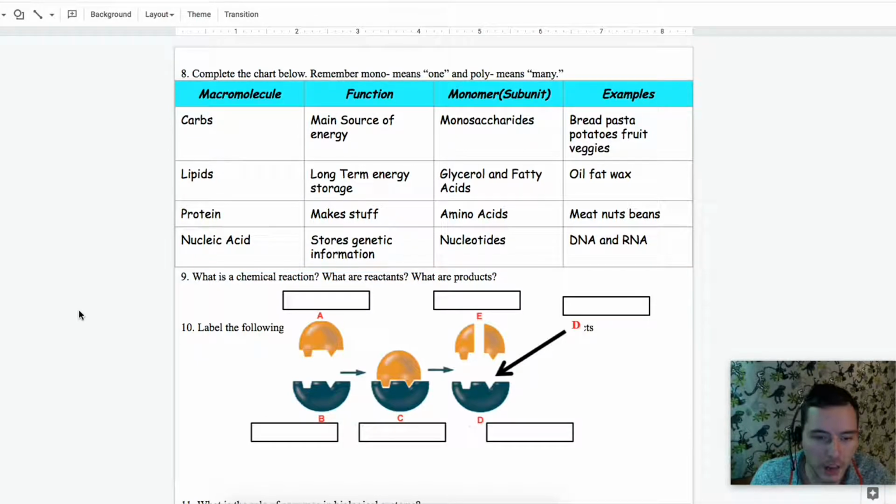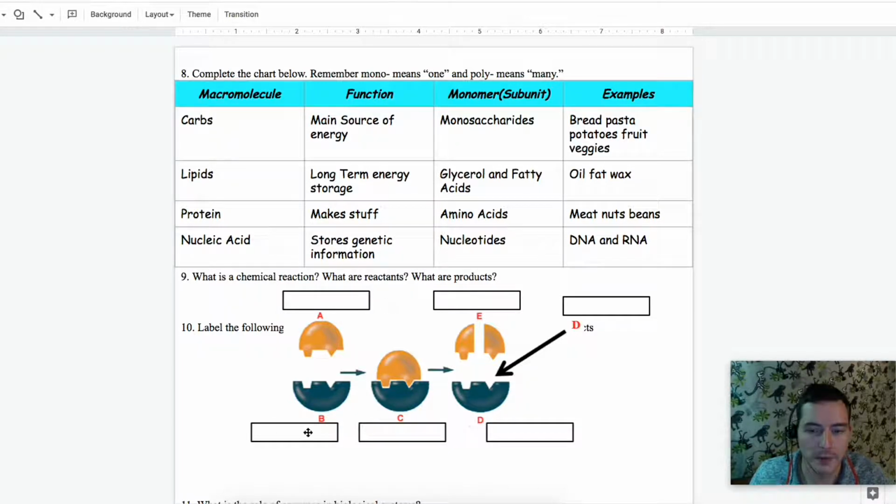We're just going to talk about number 9. What is a chemical reaction? Well, that's just a reaction that takes place where two or more chemicals react with each other and make a product. So the product is what is made.